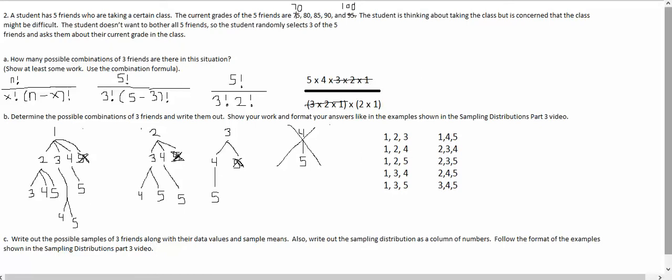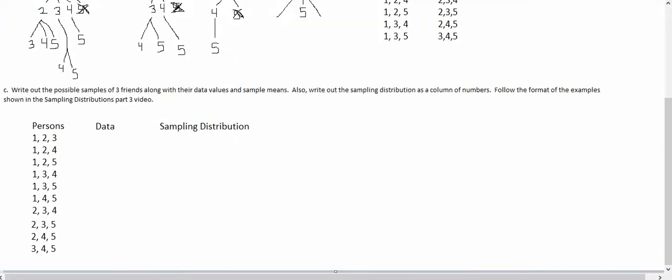And now we move on to part C, which is write out the possible samples of 3 friends, along with their data values and sample means, and also write out the sampling distribution as a column of numbers. So let's move on to part C right now. In part C, I'm going to have you write it out like this. Take the combinations from part B and write them out down here under the word persons. It doesn't matter which order you put them in, as long as they're all there.